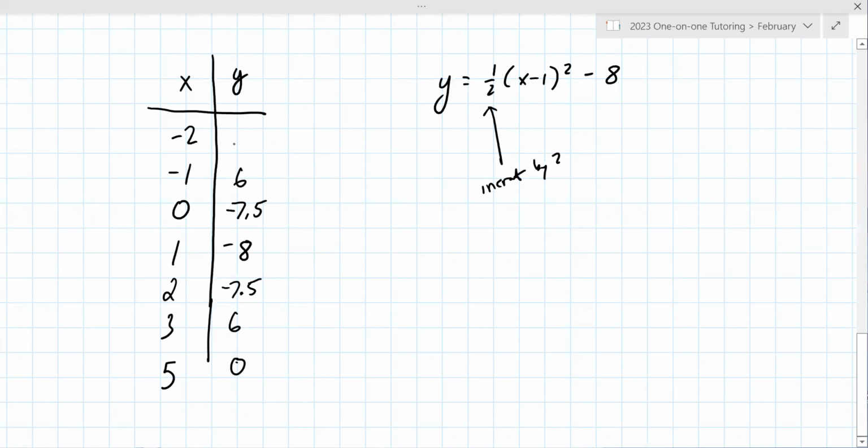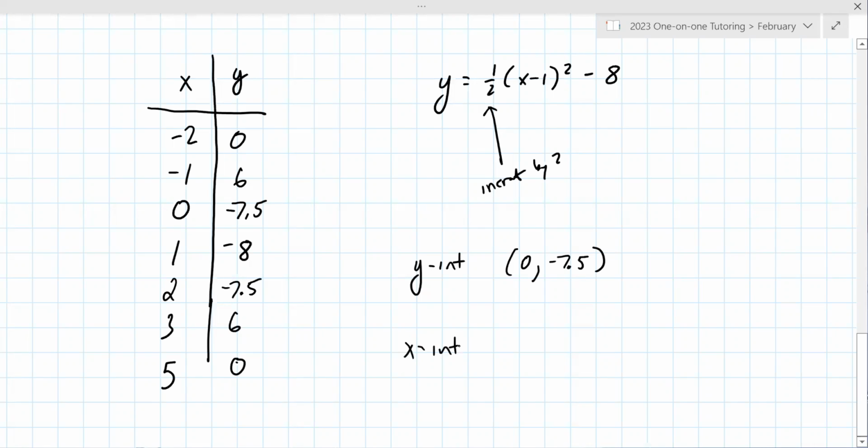Okay, good. Excellent. So some more questions I could ask you. I could ask you for the y-intercept. What would the y-intercept be in this problem? When x is 0, so minus 7.5. Keep in mind, it's really an ordered pair. It's got to be written as an ordered pair. Okay, so 0, negative 7.5.